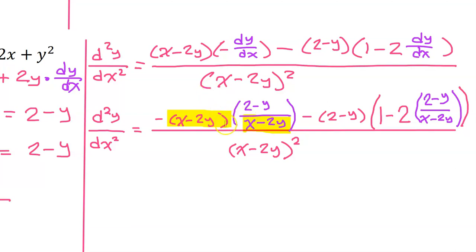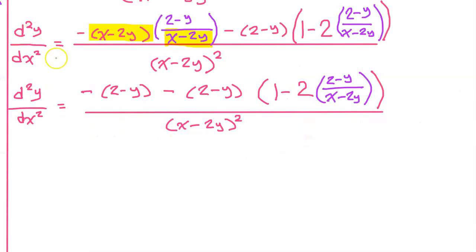So these two will cancel each other out. So that's all I'm going to do on this next step. Here's what it looks like after I cancel out the x minus 2y part. I am anxious to get rid of some of these fractions inside of fractions.